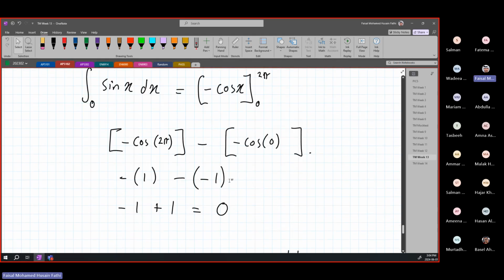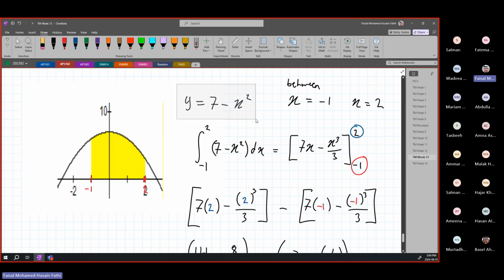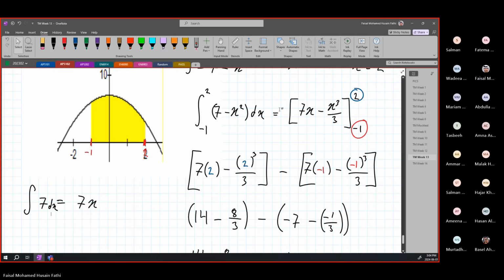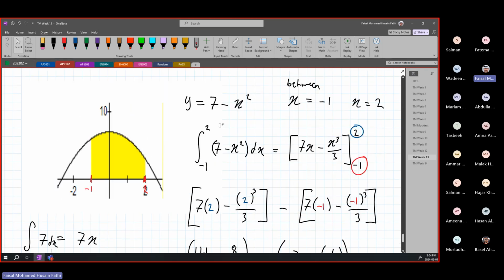No, look, we have the y is 7. Okay, y is equal to 7 minus x. The integration of 7 is equal to 7x. Keep that in mind. That's why here the integration of 7 became 7x. Okay, remember, when you are integrating a constant, it is going to have an x next to it.